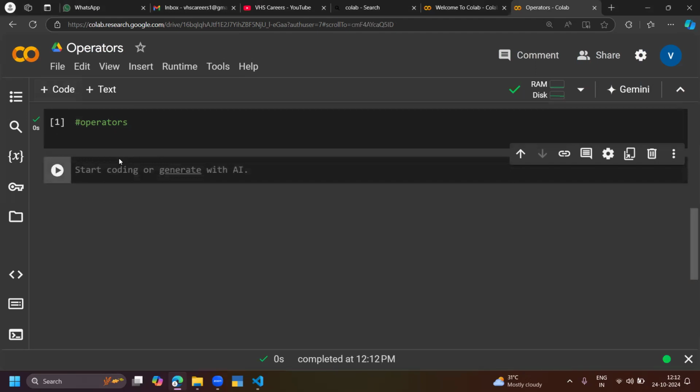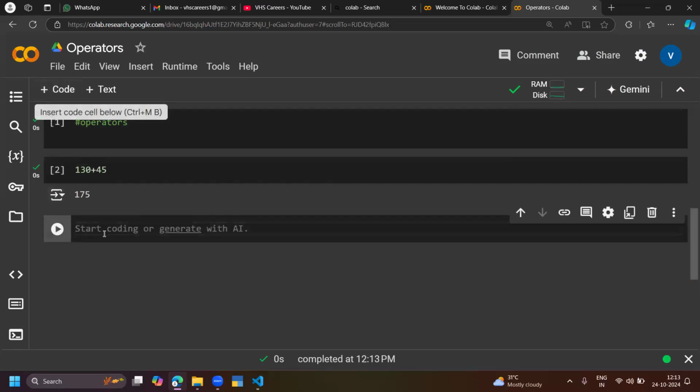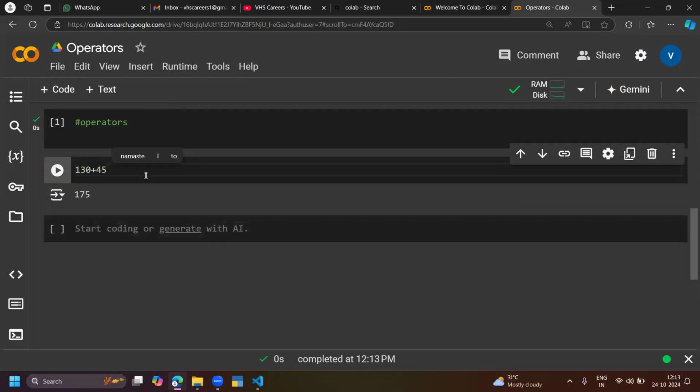Okay, fine. I want to give the code now. Operators. First of all, I want to go with arithmetic operators. Yesterday we discussed something like 130 plus 45. What is 130 plus 45? It is 175. So this is addition.